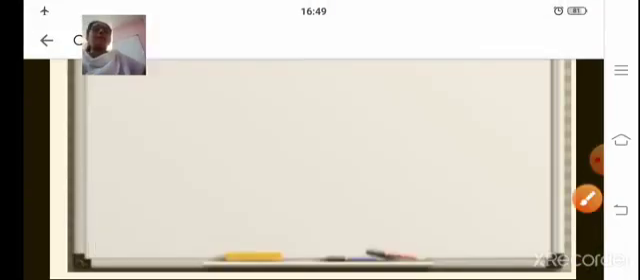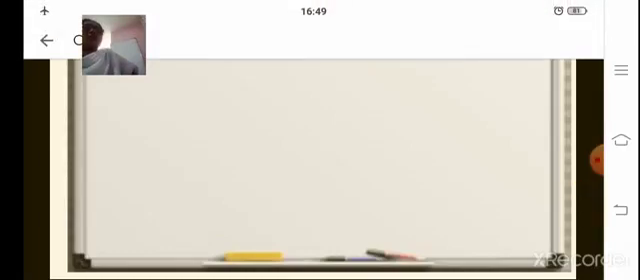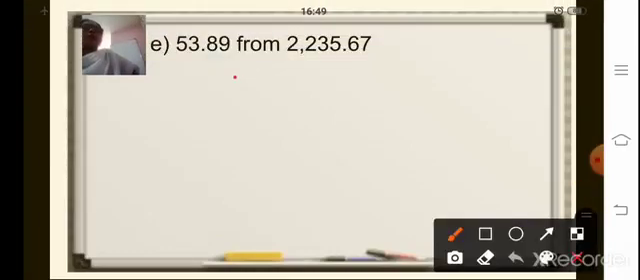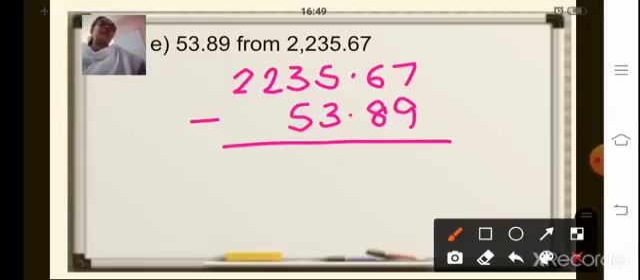The second sum is, okay, subtract 53.89 from 2235.67. So if I first write the number 2235.67 minus 53.89. From 7 you cannot subtract 9.